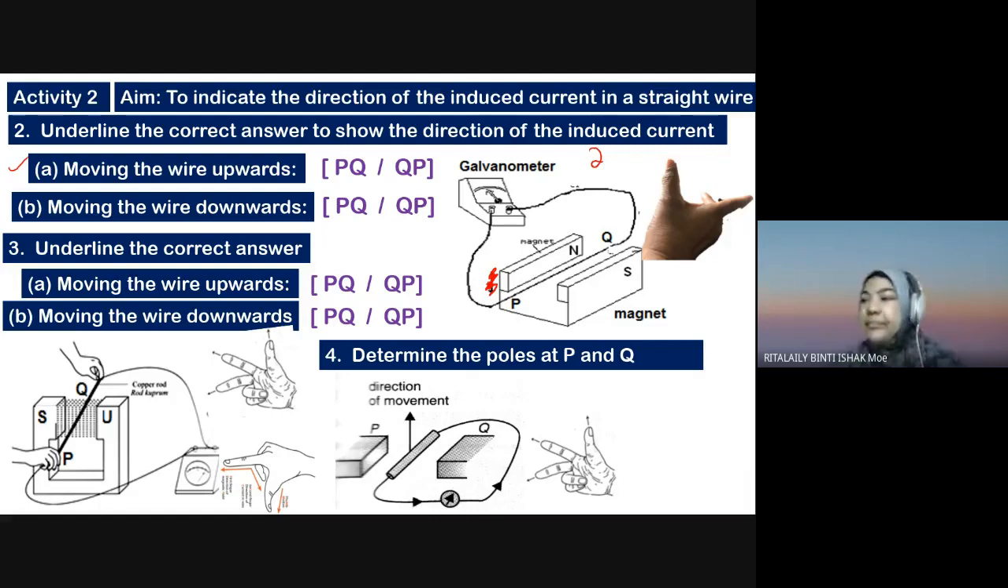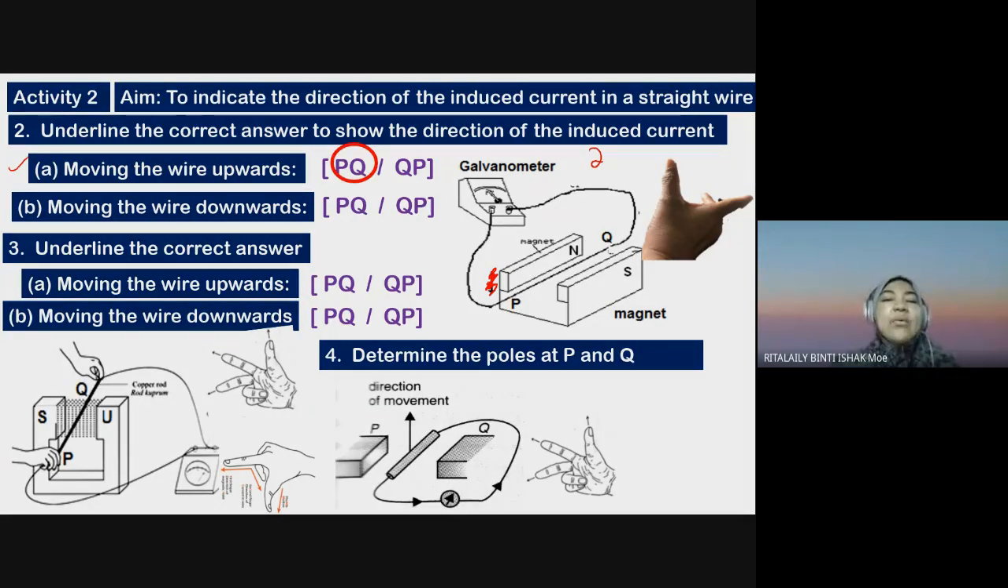Most of you answered P to Q. By using our Fleming right hand rule, take our right hand. The index finger is pointing towards the south, and the wire is moving upward, so our thumb is pointing upward and our middle finger is pointing towards the screen. Since this is a 2D drawing, we can say that the current flows from P to Q.